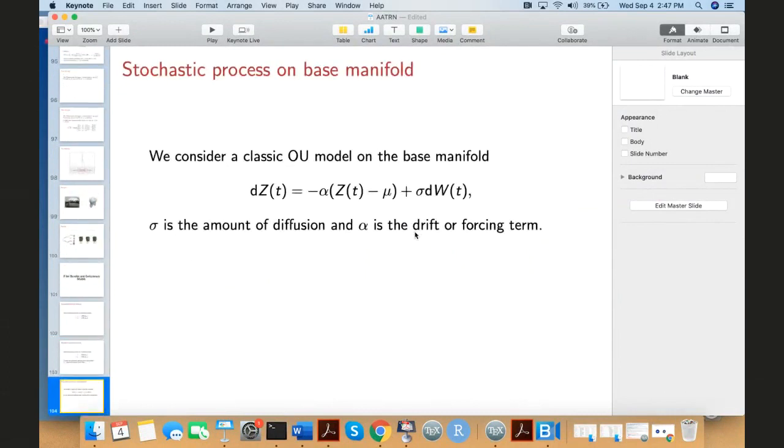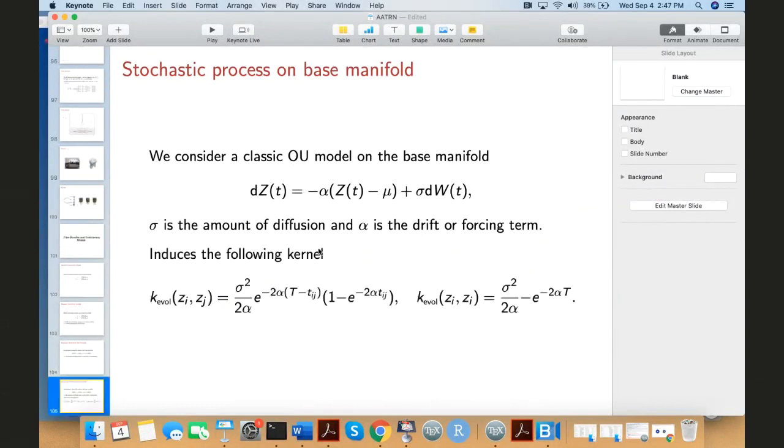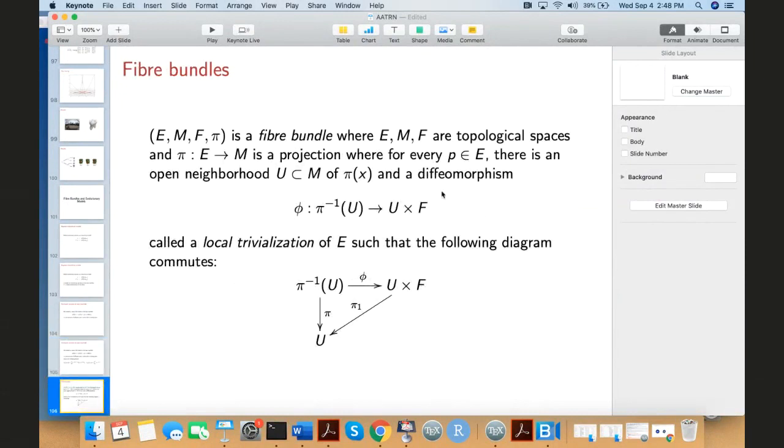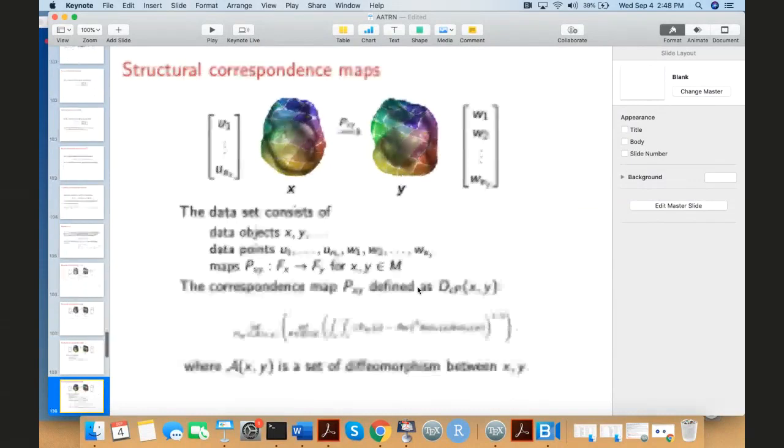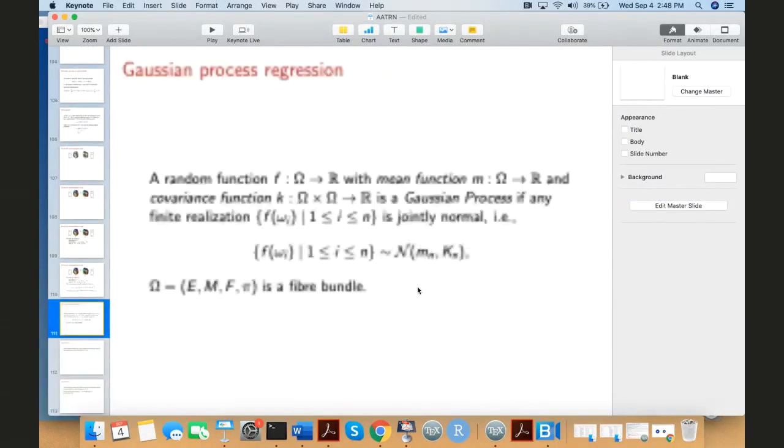Okay. There are certain classic evolutionary process models. This is called an Ornstein-Uhlenbeck model, which is Brownian motion with drift. It induces the following kernel. There are other types of kernels called early burst models. This is just stating fiber bundles. The key point, the key point is the fiber bundle introduces a local trivialization. So I have a product structure between the base manifold and the fiber. That's a really, really important point. Okay, and so let me actually skip ahead. Well, I'll come back to it, sorry.